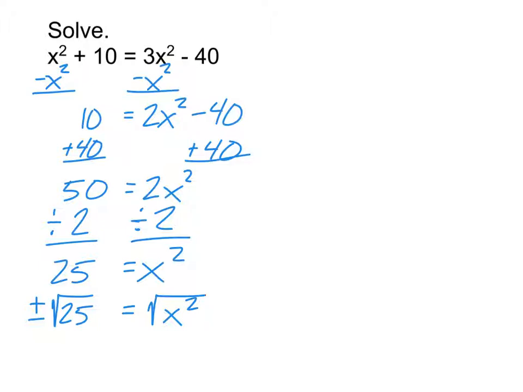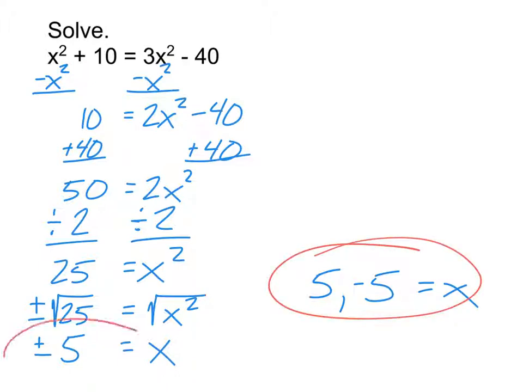So the square root of 25, of course, is 5, and that plus or minus just carries down in front of it. And the square root of x squared, well, this is the whole point of taking the square root, because it cancels out the squared. So we're left with the x on the right side. So x equals plus or minus 5, or you could also write that as 5 and negative 5 equals x. Those two mean the exact same thing. So whether you write it like this, or you write it like this, they're interchangeable.